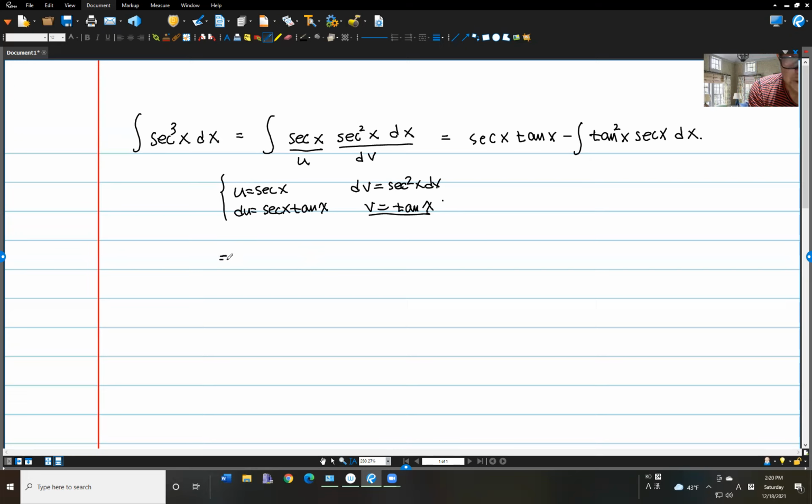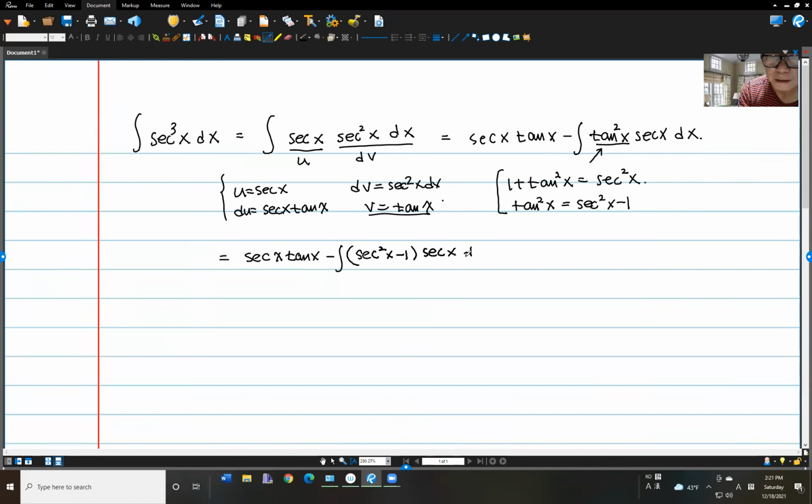Now second step, we're going to change this one, tangent square x. You know that 1 plus tangent square x equals secant square x. So tangent square x equals secant square x minus 1. You have to remember this one. So plug this into here: tangent square x becomes secant square x minus 1, times another secant square x and dx.